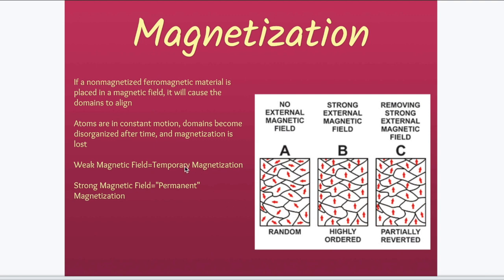Because atoms are in constant motion, these domains are going to become disorganized after time, and the magnetization is lost.